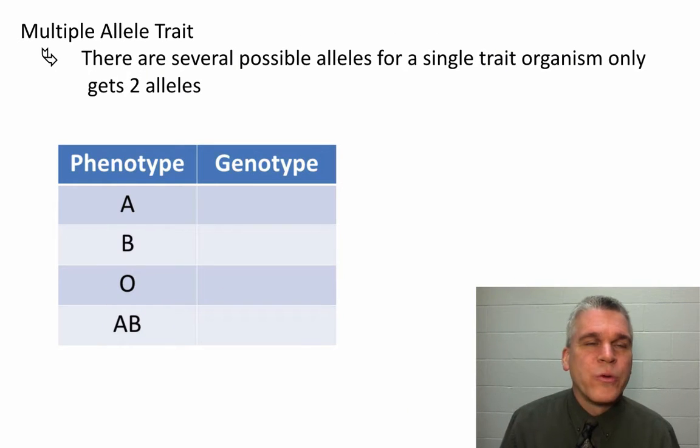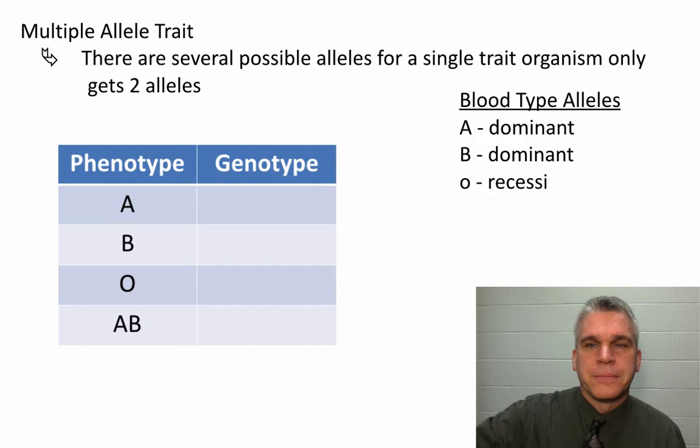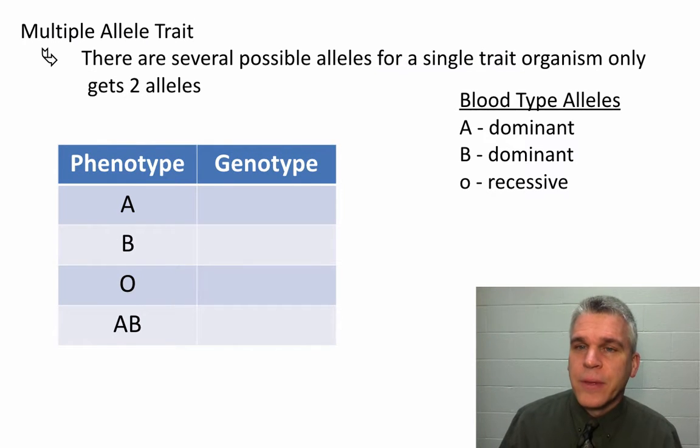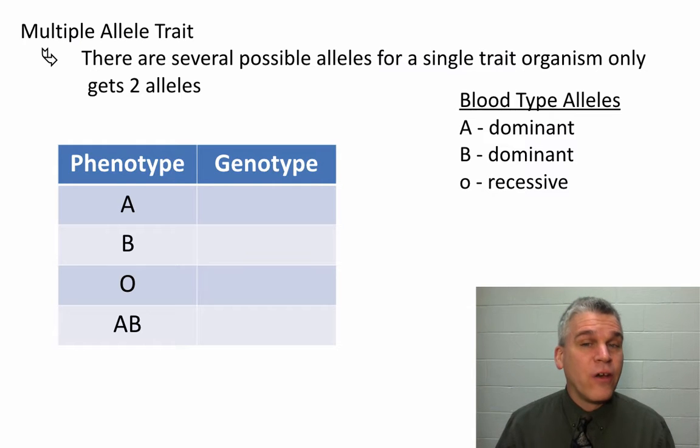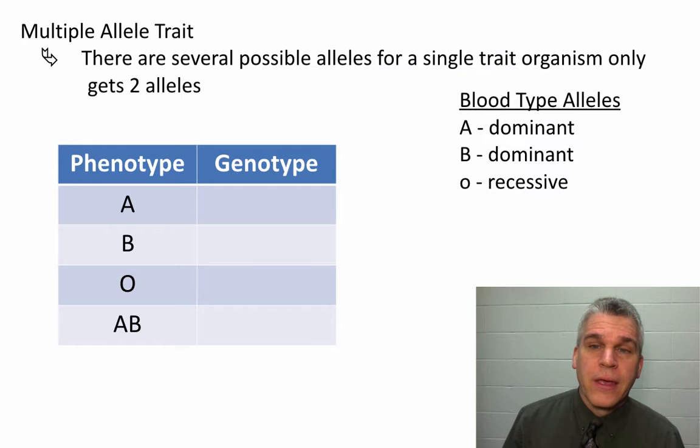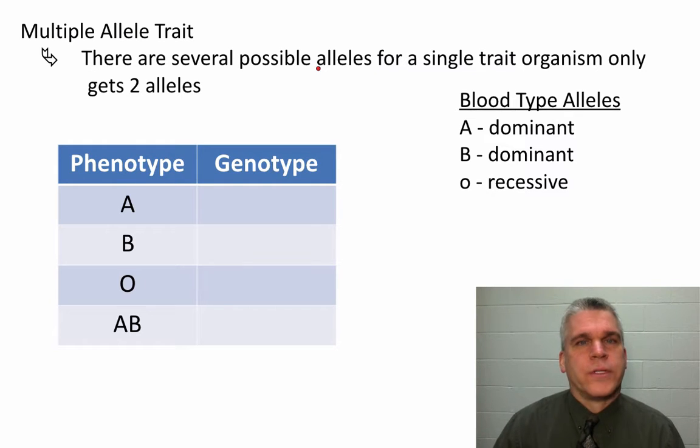This is a very popular one with codominance. It's also known as a multiple allele trait because there are several possible alleles for a single trait, but an organism can only get 2 of these. So an example of this is blood type. There's 3 different alleles for blood type. There's the A allele, the B allele, and the O allele. The A and the B are both dominant, whereas the O is recessive. And so if the A and the B get together, both the A and the B proteins are going to be made, and hence a person has type AB blood. So there's 4 possible phenotypes of blood: type A, type B, type O, and type AB.